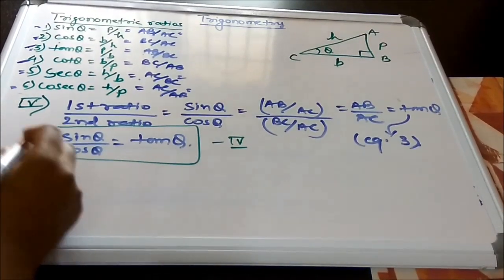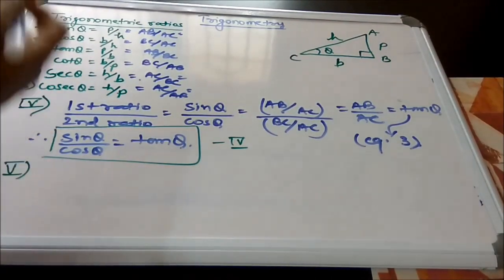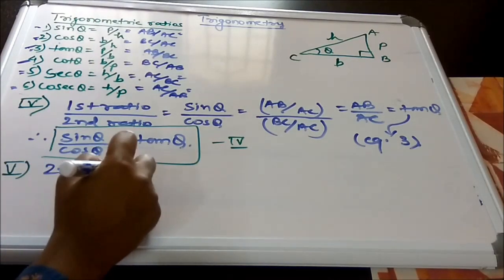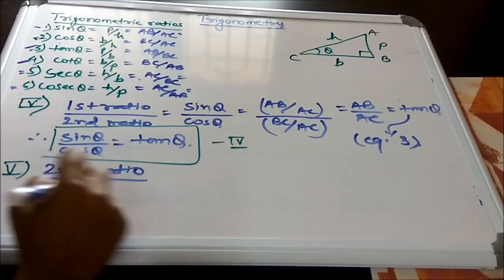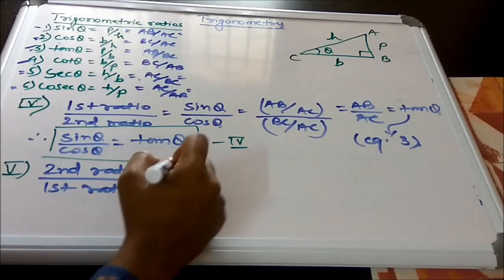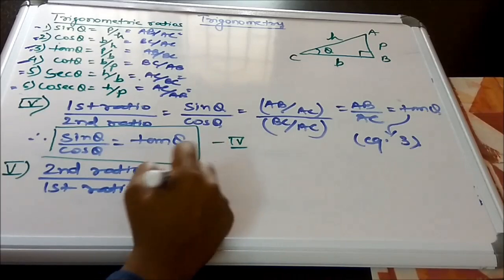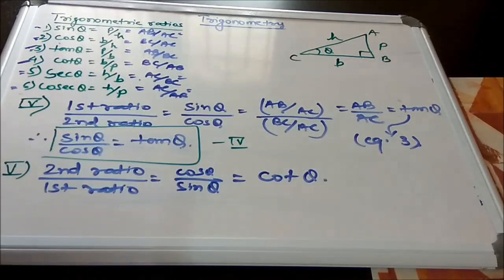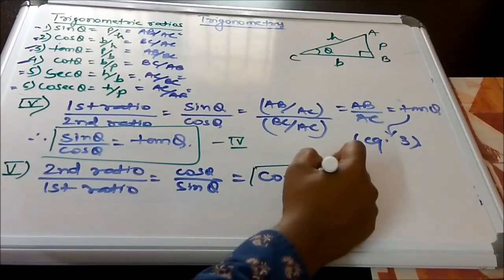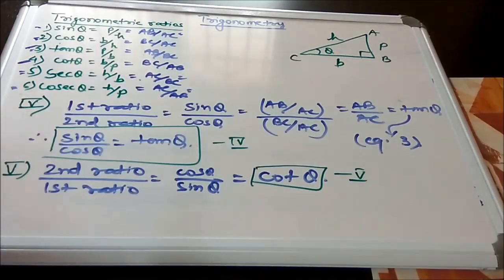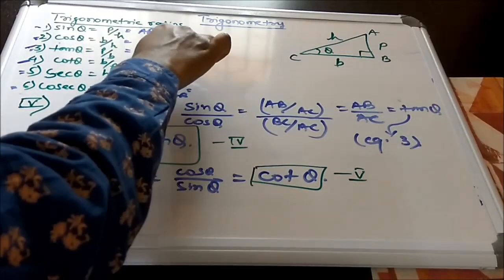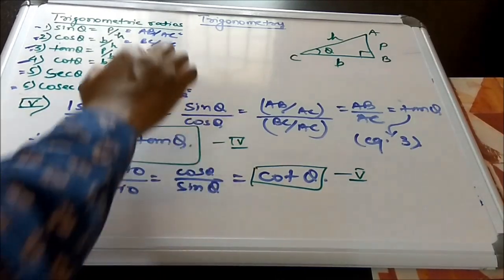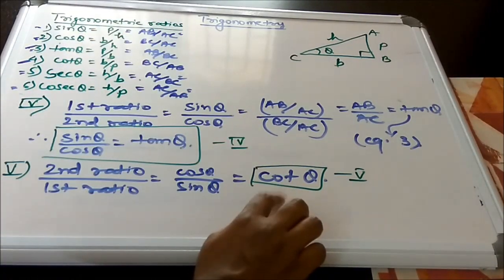Similarly, if you divide second by first, that is second ratio by first ratio, that means cos theta by sine theta, you will get cot theta. This you try to do by yourself. You can easily get it. You substitute the value of cos theta from here. Cos theta will be BC by AC divided by sine theta. Sine theta is AB by AC. So you will get cot theta.